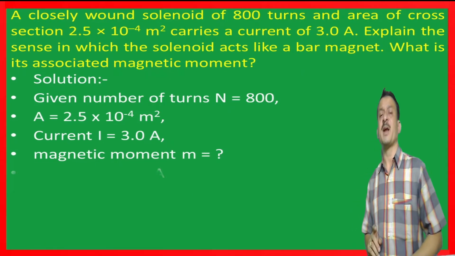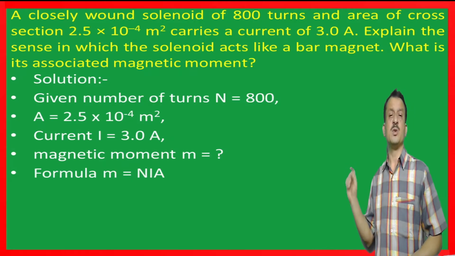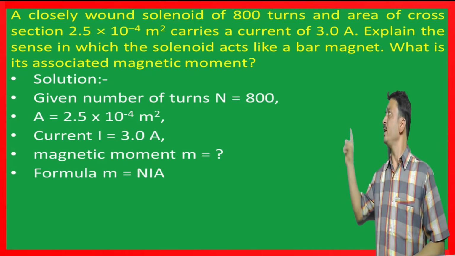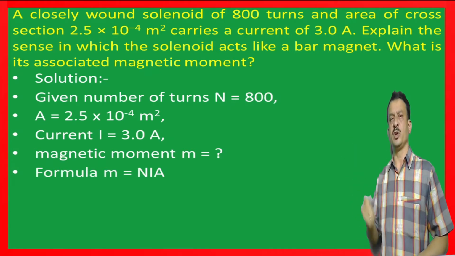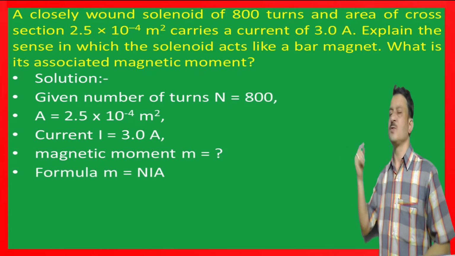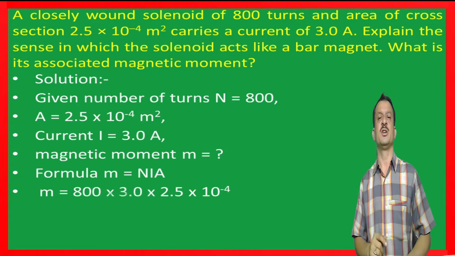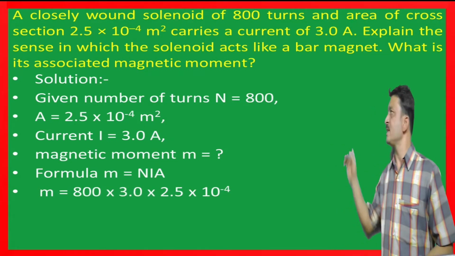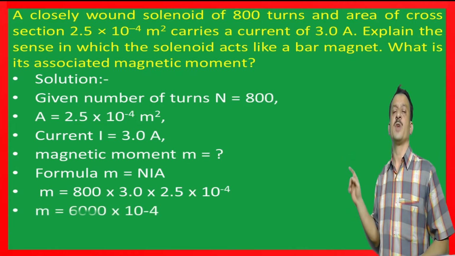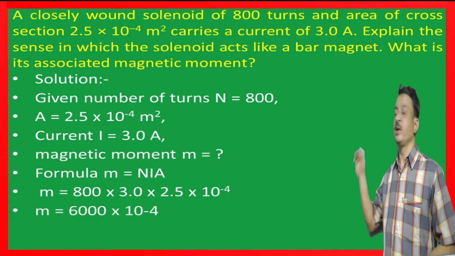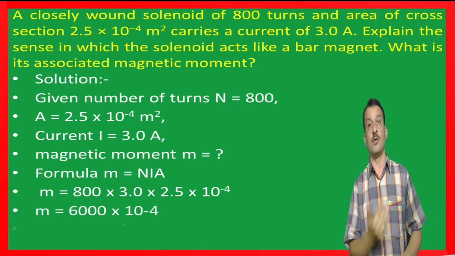Now the formula for the magnetic moment is M is equal to N into I into A. N stands for the number of turns, I stands for the current flowing through that solenoid, and A stands for the area of cross section. Now substitute the values, that is 800 into current 3 amps and the area 2.5 into 10 to the power of minus 4.